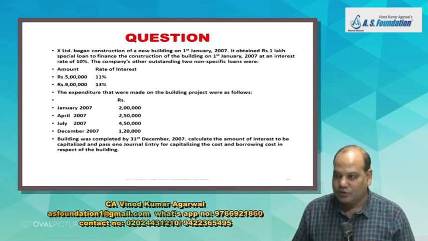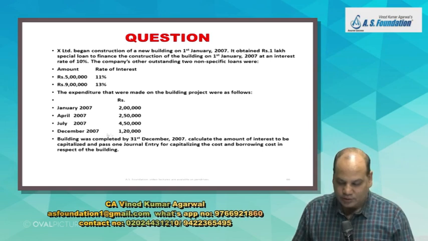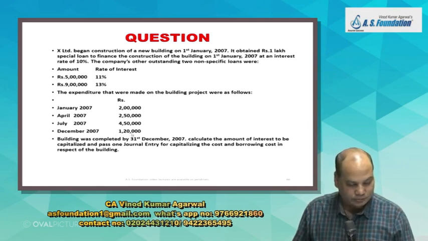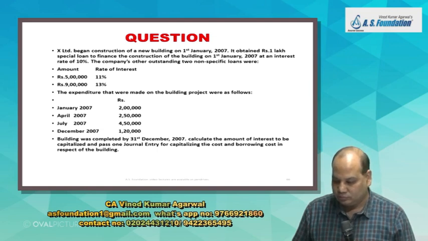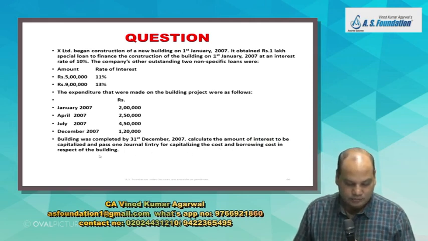In January 2007, 2 lakh. April 2007, 2 lakh 50,000. July 2007, 4 lakh 50,000. And December, 1 lakh 20,000. The building was completed on 31st December 2007. Calculate the amount of interest to be capitalized and pass one journal entry for capitalizing the cost and borrowing cost in respect of the building.